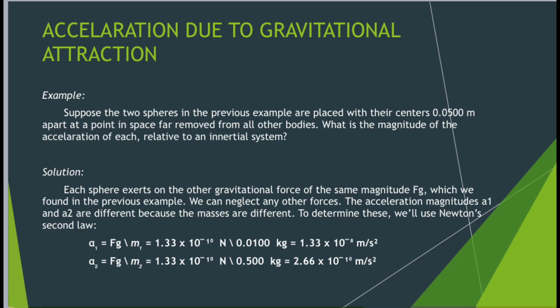Solution. Each sphere exerts on the other a gravitational force of the same magnitude F_g, which we found in the previous example. We can neglect any other forces. The acceleration magnitudes a1 and a2 are different because the masses are different. To determine this, we'll use Newton's second law.